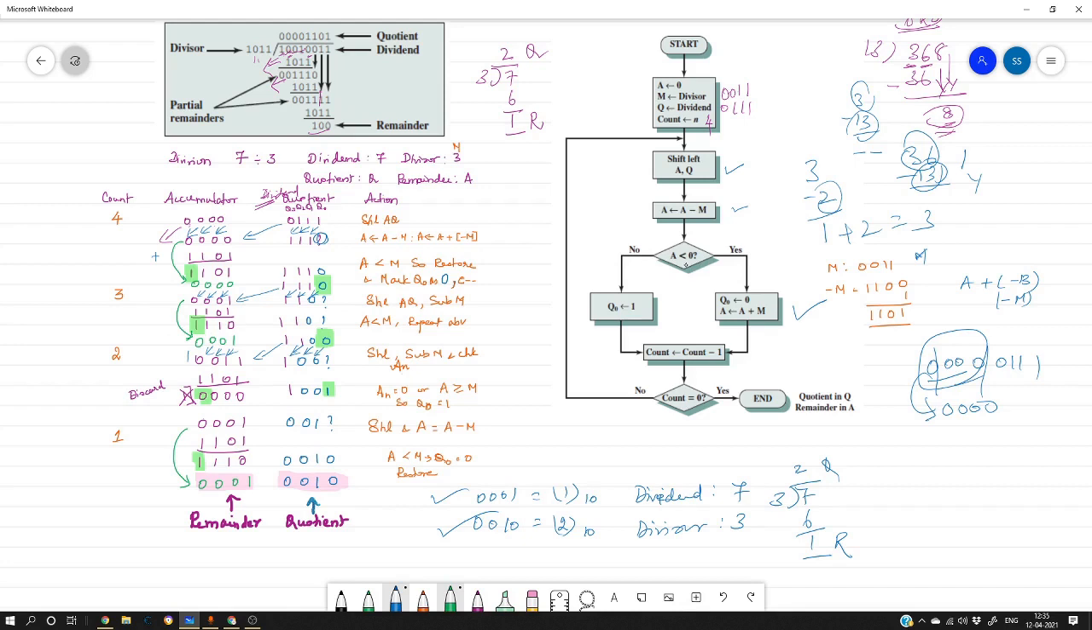If it is negative, then you mark the quotient as 0, restore the accumulator content, and then decrement the count. If it is positive, then it means that the divisor can divide the part of the dividend that has been considered, so you mark the quotient as 1 and then decrement the count. If the count is not equal to 0, go back and repeat the same set of steps.